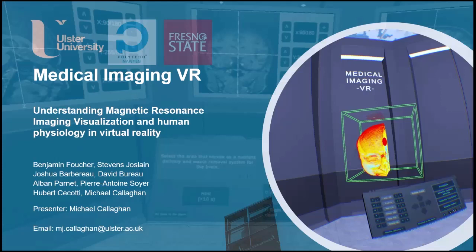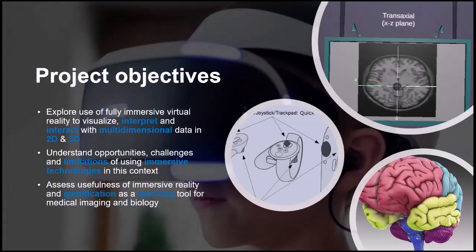The objective of the project is to help students and users to understand magnetic resonance imaging visualization and human physiology in virtual reality. The project objectives are to explore the use of fully immersive virtual reality to visualize, interpret, and interact with multidimensional data in 2D and 3D.